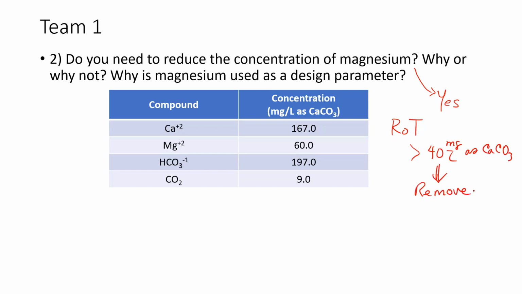And we said that that was because at concentrations greater than 40, the magnesium tends to precipitate out on the heating elements in our hot water heaters. It would also precipitate on the heating elements in your dishwasher, and that causes problems with performance. And that's why it's used as a design parameter. Calcium is actually less costly to remove than magnesium. If we can achieve the desired hardness with only calcium removal, then we do so.